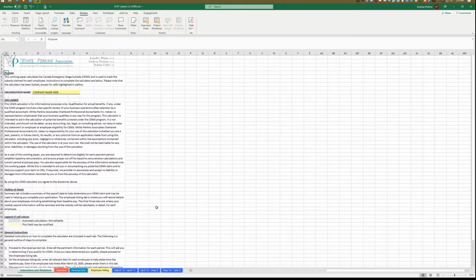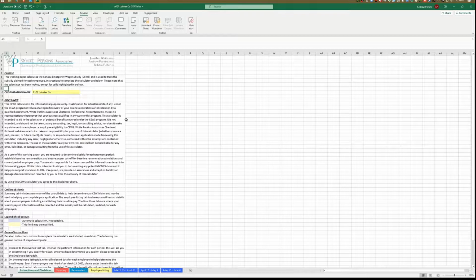But before we get into filling that out, the first thing we're going to need to do is enter our company name. So in this situation, we're using a fictitious lobster fishing company called A101 Lobster Co. So we're going to enter that here. And that will carry out through the rest of the calculator.